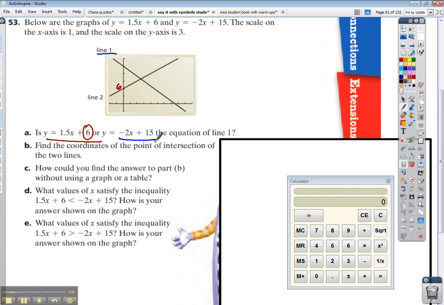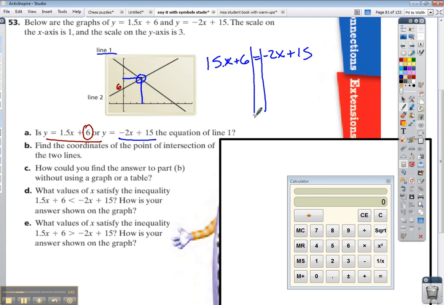Okay. Find the coordinates of the point of intersection of the two lines. Well, there are two ways to do it. One is to look here. But this is not going to be an exact answer, because I can only estimate basically where it ends up. So the other way I can do this is to solve the system of equations. I can say 1.5x plus 6 is equal to negative 2x plus 15.